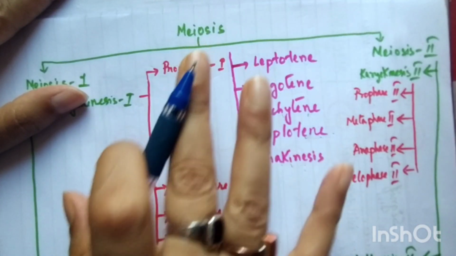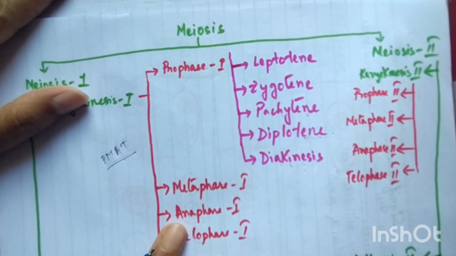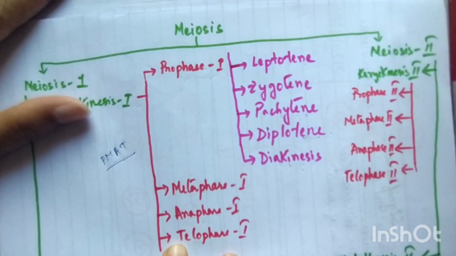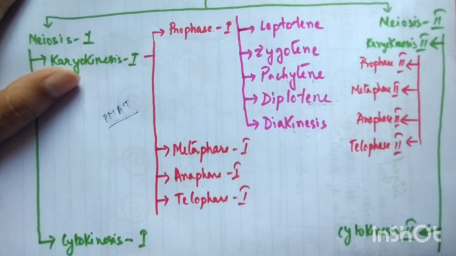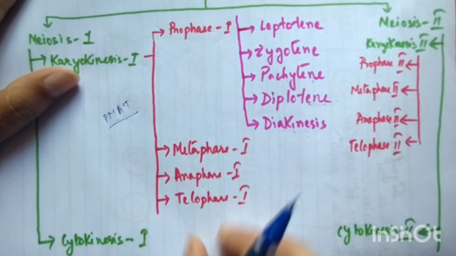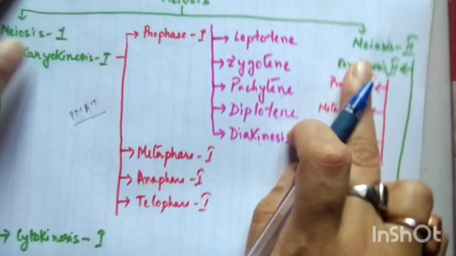After prophase 1, metaphase 1 will take place, then anaphase 1 and then telophase 1. After this the cytoplasm will divide by cytokinesis 1, and 2 daughter cells will be produced. The 2 daughter cells will enter into interkinesis, and then meiosis 2 will take place.